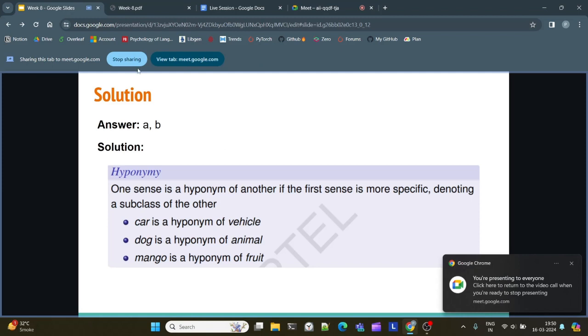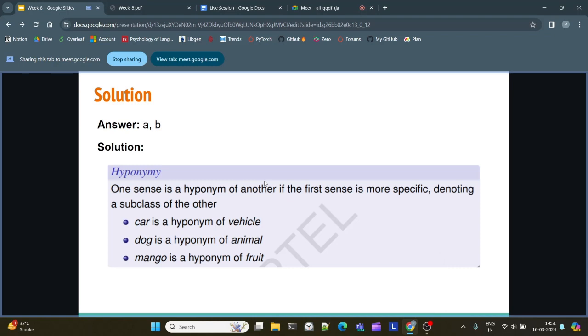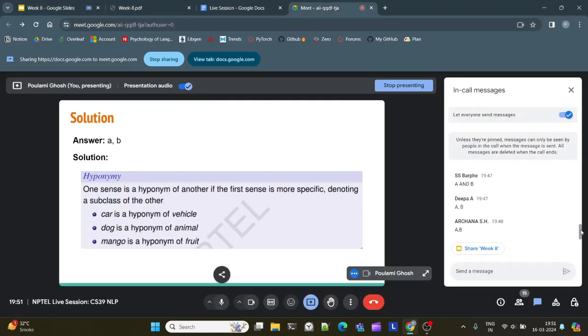So the official solution is A and B, and we discussed why previously in the first question as well. Even Mradul explained it. So I think we are done with this problem. Anybody has a doubt? Okay.